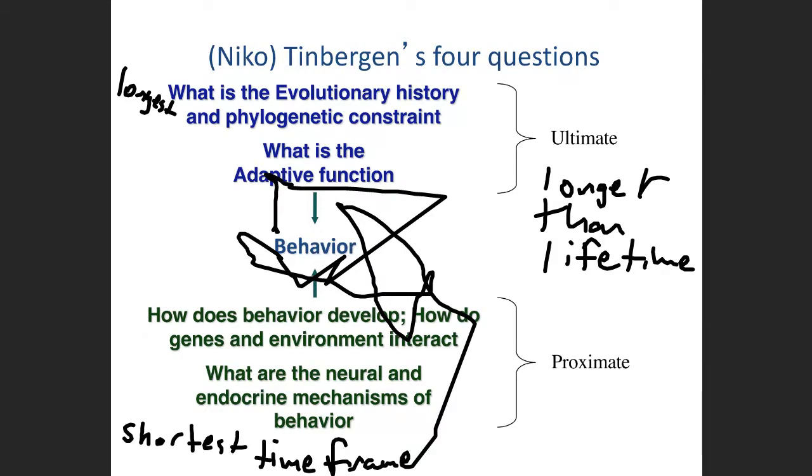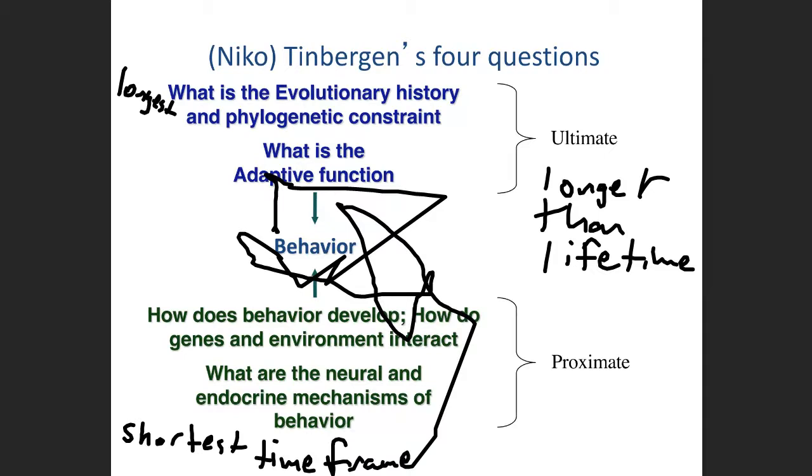For morphological traits, that's obvious. Like, why do we have two arms and two legs? Well, because we evolved from tetrapods that, ever since salamanders, vertebrates have four limbs, right? And they have four limbs because the pectoral fins and the pelvic fins modified into legs. So there's a real phylogenetic constraint there.